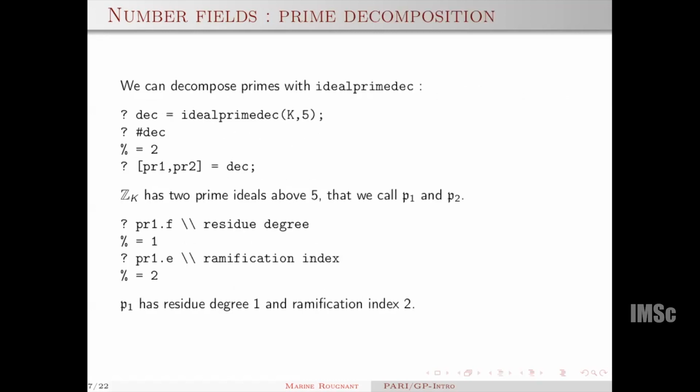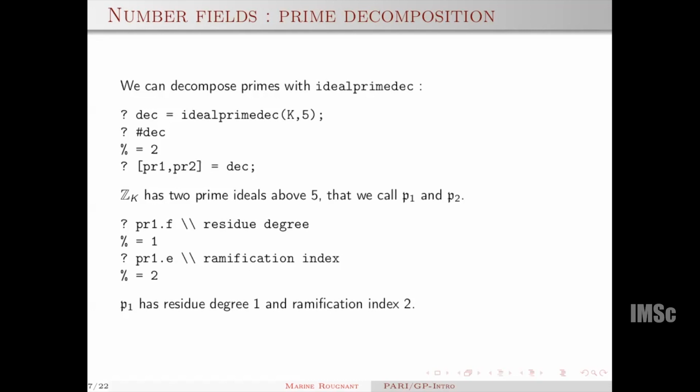Then you may want to look at prime decomposition in your number field because it's something we do quite often. You have this function, idealprimedec. You give the number field, you give your prime, and it will give you a vector with as many components as the prime ideals that you have. So here, 5 is the product of 2 prime ideals.